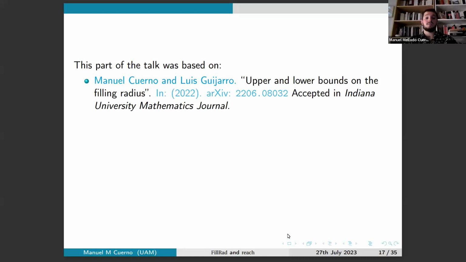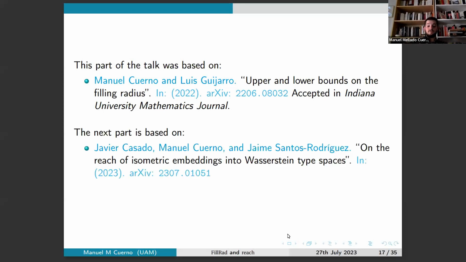This part of the talk was based on this paper that my advisor and I wrote, called Upper and Lower Bounds on the Reach. I think it was accepted in the Indiana University Mathematics Journal, and it's available on arXiv. The next part of the talk will be based on this following preprint by Jaime Santos Rodriguez, Javier Casado, and I, called On the Reach of Isometric Embeddings into Wasserstein type spaces.